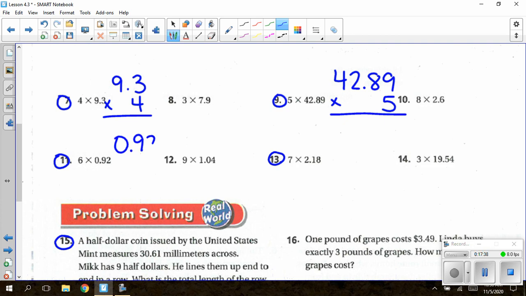Again, make sure you're counting the number of decimals that are in the top factor, and that would be the number of decimal place values you need for your answer.